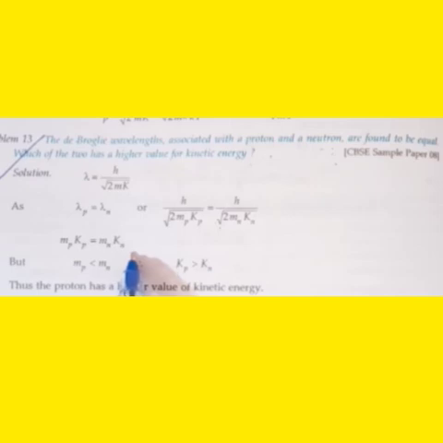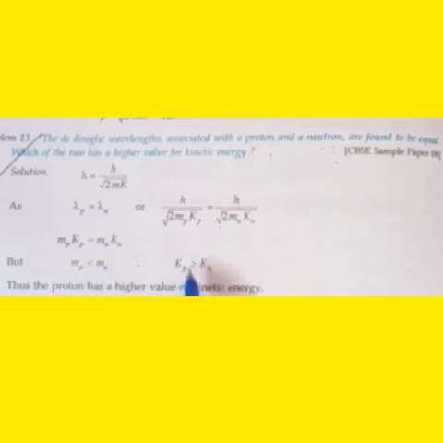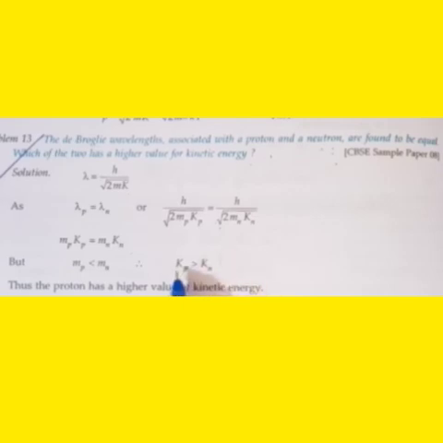Also you know that the mass of proton is less than the mass of neutron, m p is less than m n. So the kinetic energy k p is greater than k n. That is, the kinetic energy of proton is greater than the kinetic energy of neutron. Thus the proton has the higher value of kinetic energy.